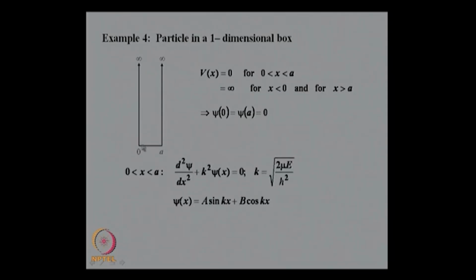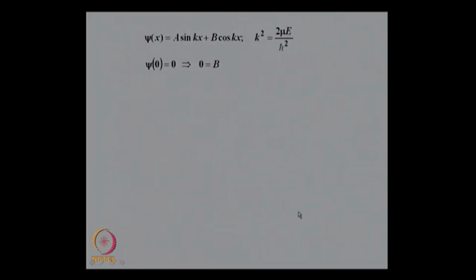In between this region, the Schrodinger equation is given by d2 psi by dx square plus k square psi is equal to 0, because V of x is 0, so k square is equal to 2 mu E by h cross square, where mu is the mass of the particle. The solution of this equation is psi of x is equal to A sin k x plus B cos k x.